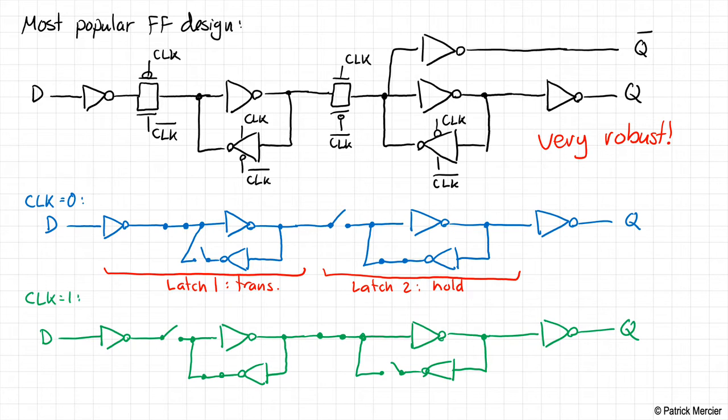So again, in this case, what we're saying is that latch one is in the hold mode, and latch two is in the transparent mode. Again, what happens here is when clock goes high, then latch one goes into the hold mode. So any changes at the input can no longer propagate through latch one. But latch two then goes into the transparent mode. So whatever was at the output of latch one, after a propagation delay, passes through latch 2 and arrives at the output. Okay, so this is the way that these flip-flops work, in this kind of master-slave configuration.